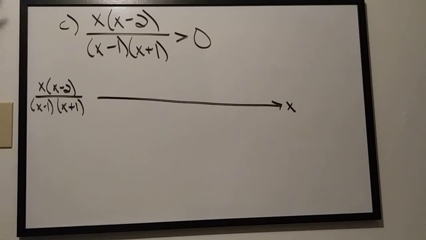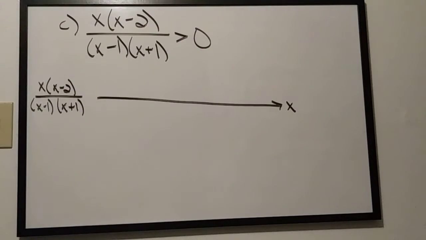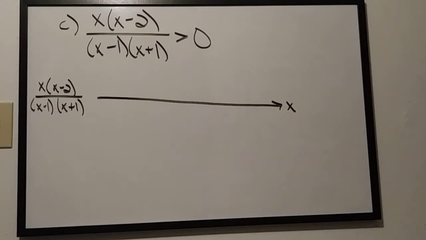Part C, we have now changed gears and we're looking at a rational inequality, but the process is pretty much the same. So we're going to, once again, want to make sure that we have an expression on one side and a zero on the other, and we have that. So we can go ahead and take the interesting x values and put them onto our sign chart.